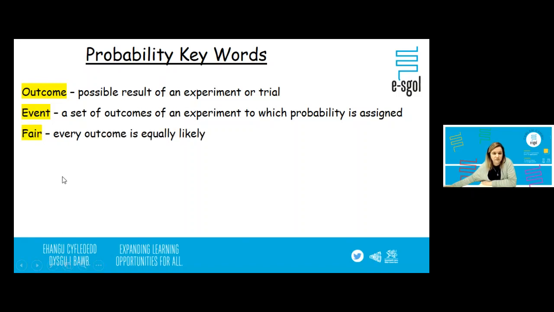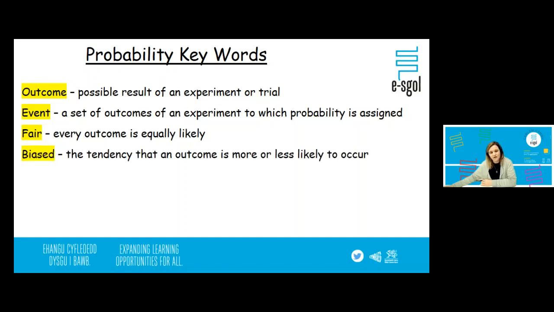Fair is also a word we would use. Every outcome is equally likely. So again, if we stick to the coin, it's not a weighted coin, it's just a usual coin where it's an equal chance of landing on either a head or a tail. And then the opposite of that is biased. So the tendency of an outcome is more or less likely to occur. If you get a weighted coin, sometimes you get them in little joke things, and you use them with your friends, and you say, right, I'm always going to pick tails, and more or less every time you do them, it'll land on tails. That's a weighted coin. That would create a biased result.